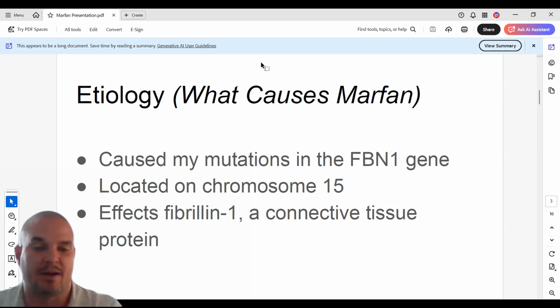Marfan syndrome is caused by a mutation in a gene called FBN1. This gene is located in chromosome 15. The FBN1 gene is responsible for making a protein called fibrillin-1, which plays a major role in building and maintaining connective tissue. When this gene is mutated, the connective tissue becomes weak and stretchy, which leads to many of the problems seen in Marfan syndrome.